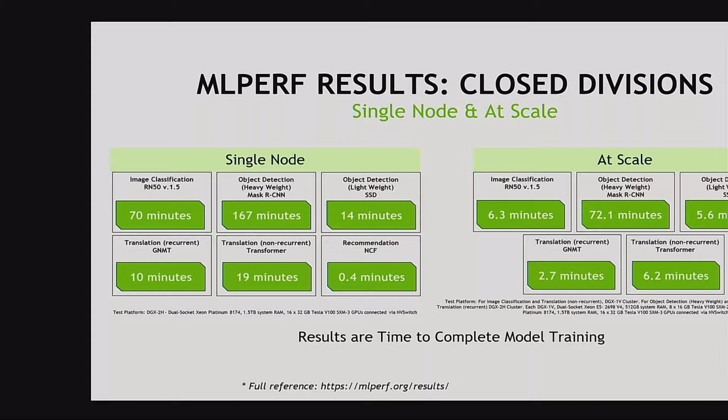So we managed to submit in six different single node categories, except the last, AlphaGo, because it was more of a CPU-oriented benchmark rather than any GPU activity. And at scale, we managed to run multi-node configurations for five different benchmarks, because the recommendation engine was too small to run at scale. And all these benchmarks are run on different configurations of the DGX systems.